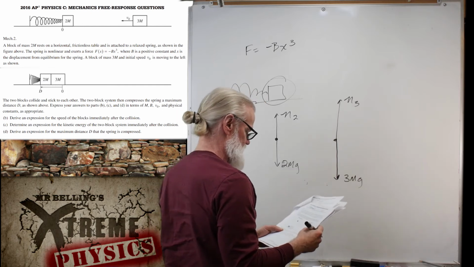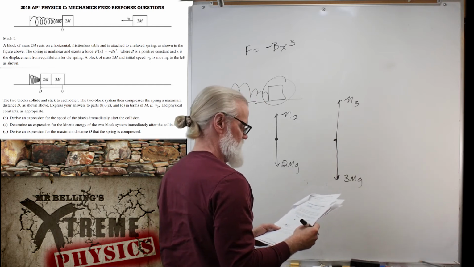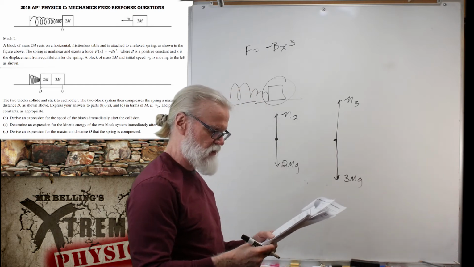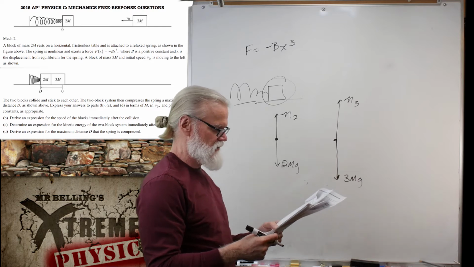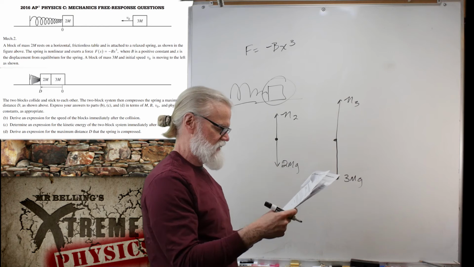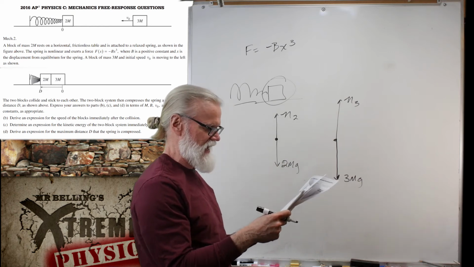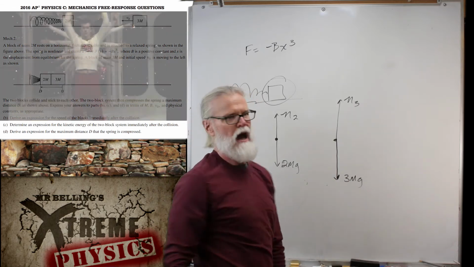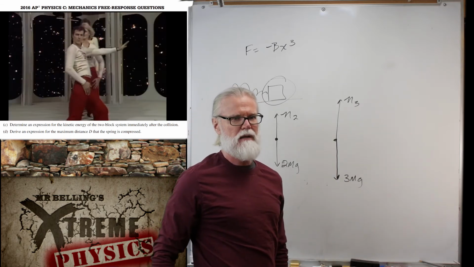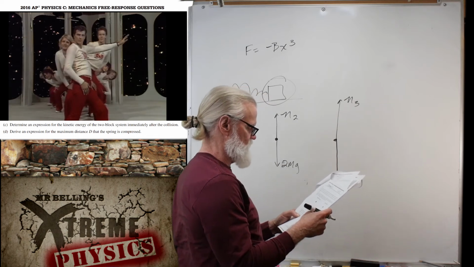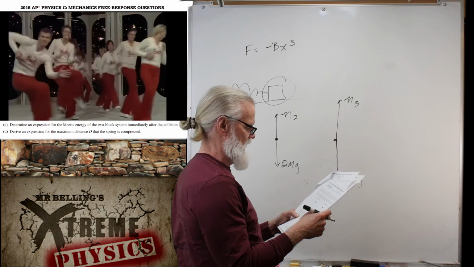The two blocks collide and stick to each other. The two-block system then compresses the spring a maximum distance d as shown above. All right. Express your answer to parts B, C, and D in terms of M, d, v0, and physical constants as appropriate. Always be appropriate. Derive an expression for the speed of the blocks immediately after the collision.